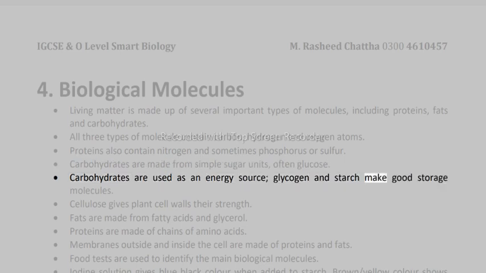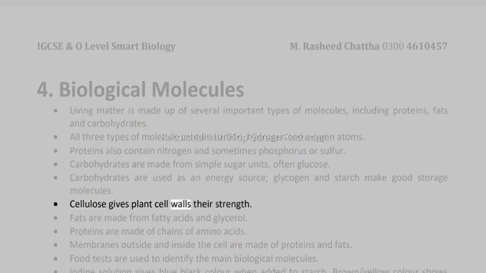Glycogen and starch make good storage molecules. Cellulose gives plant cell walls their strength. Fats are made from fatty acids and glycerol. Proteins are made of chains of amino acids. Membranes outside and inside the cell are made of proteins and fats.